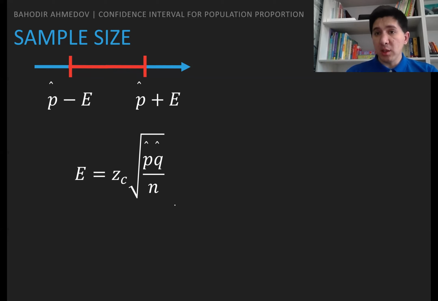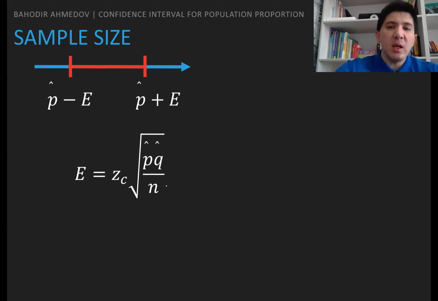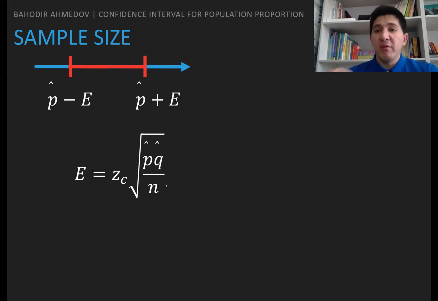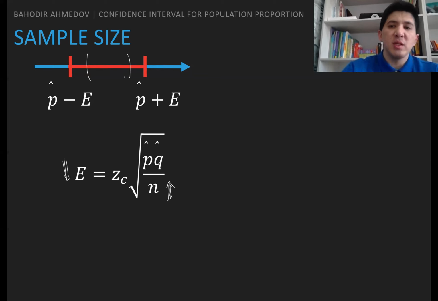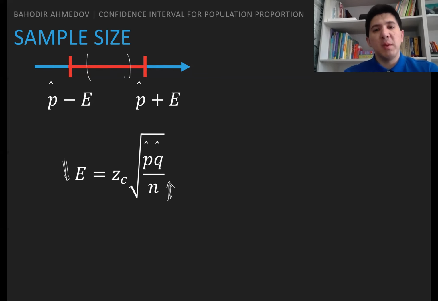So in order to do this, we need to look to this formula. Here, N and E are going to be inversely proportional. What does it mean? It means that if I increase the N, the sample size, then the error estimate is going to decrease. It means that my interval is going to be smaller. So if I would like to control the error or control the size of the interval, I need to control the size of the sample.